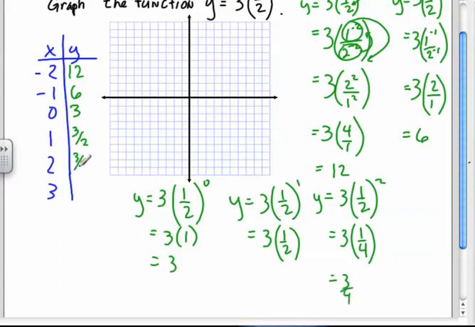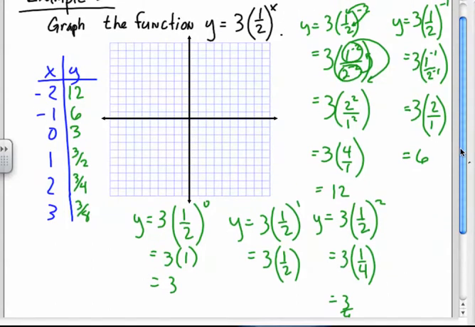Now the denominator is going up by powers of 2. It looks like I'm halving each one. I'm multiplying each one by 1/2. 12 times 1/2 gives me 6. 6 times 1/2 gives me 3. 3 times 1/2 gives me 3/2. 3/4 times 1/2 is going to give me 3/8. All right, now let's start plotting these points and see what we get.